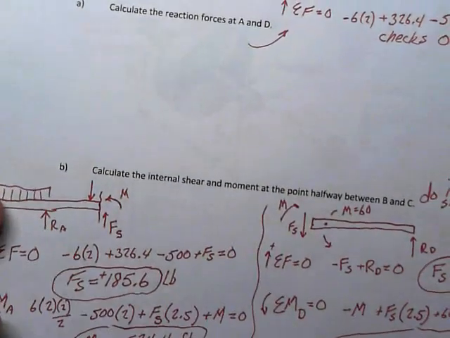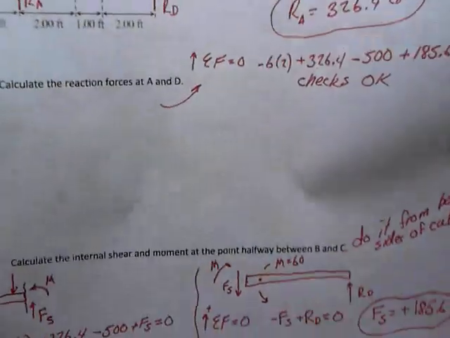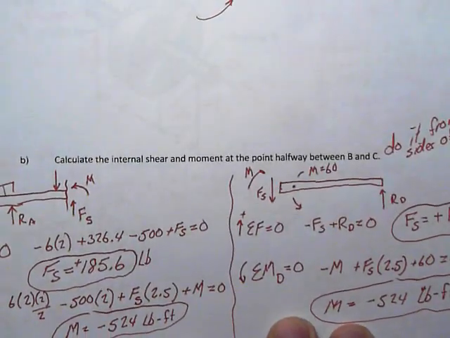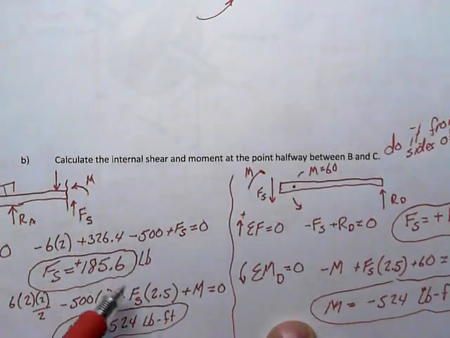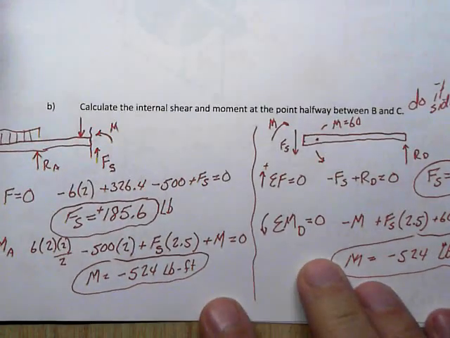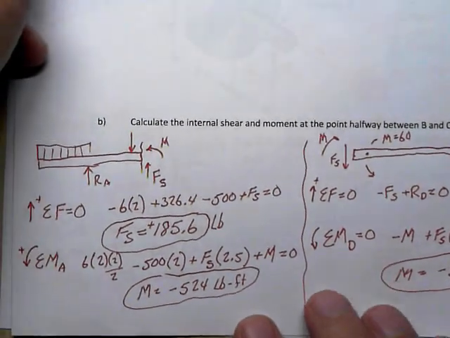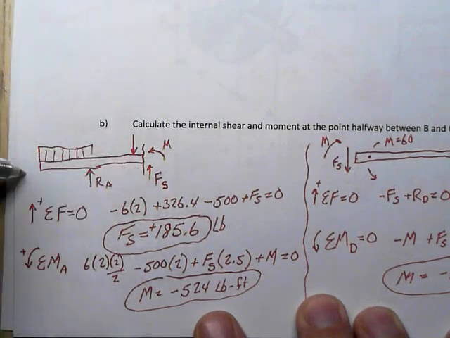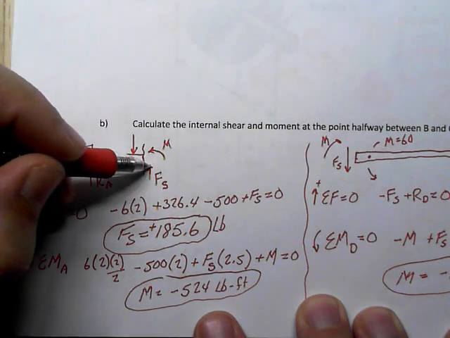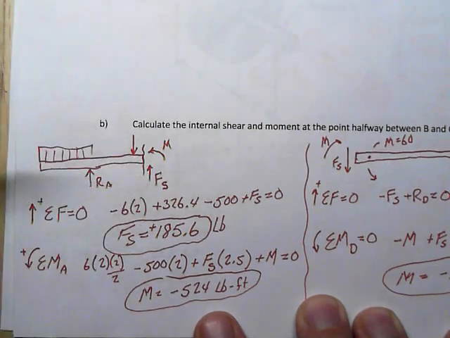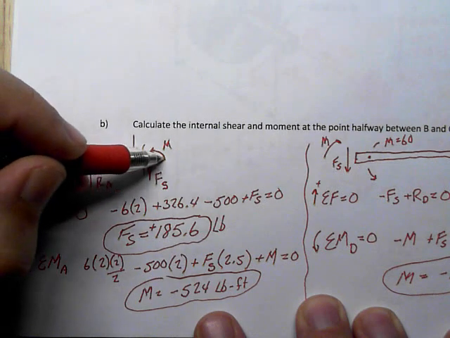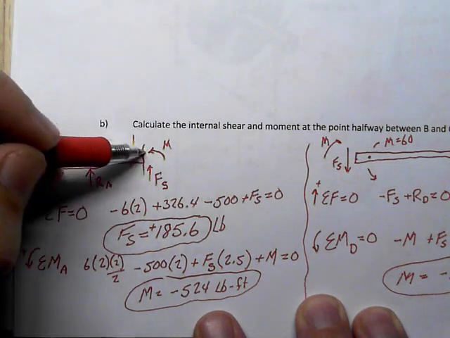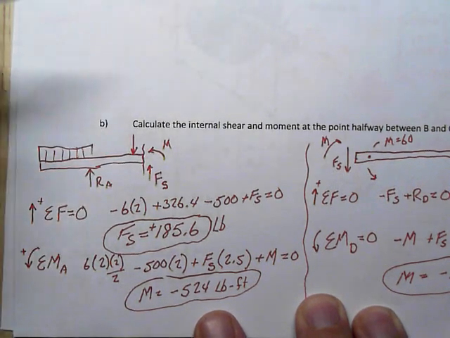Now the next part of the problem statement says calculate the internal shear and moment at the point halfway between B and C. I didn't have to, but I'm going to do it from either side just in case any of you did it from either of the two sides. So I'm going to make my cut at that point, and I'm going to look left. I'm going to draw my shear force going in the upper direction, and my moment going in the counterclockwise direction.